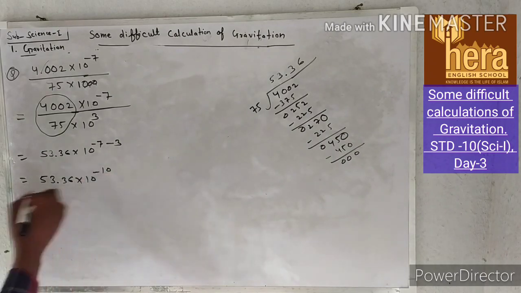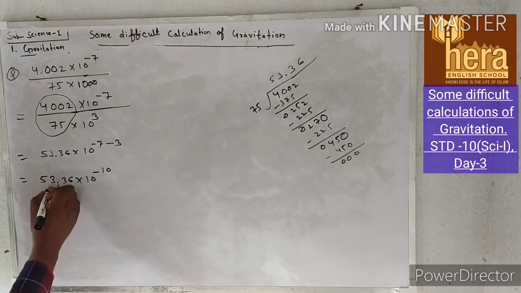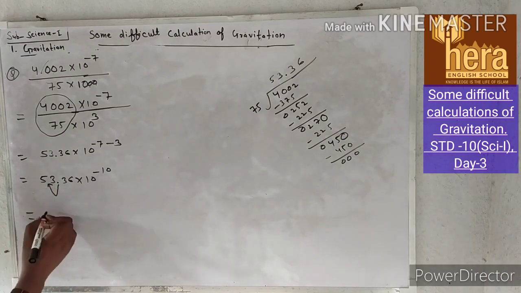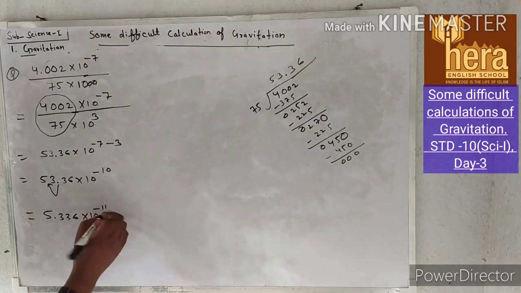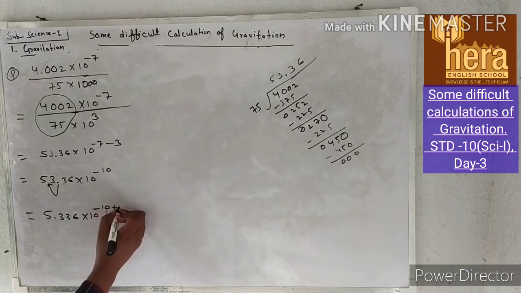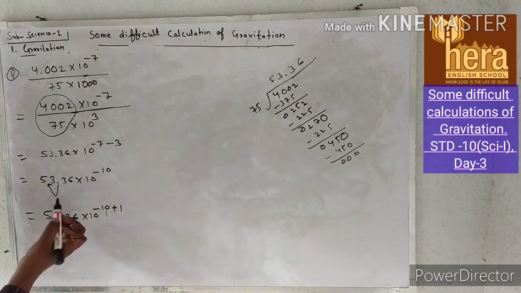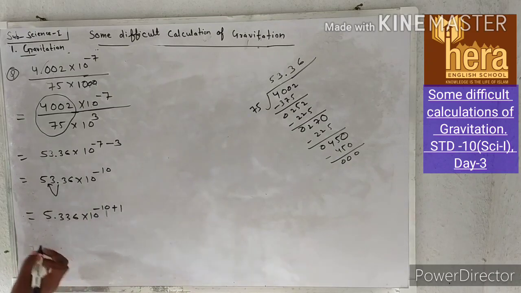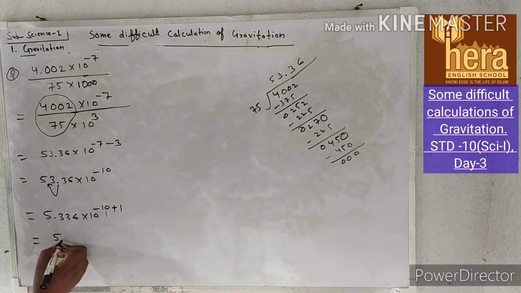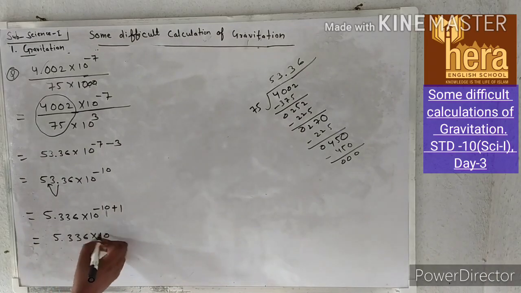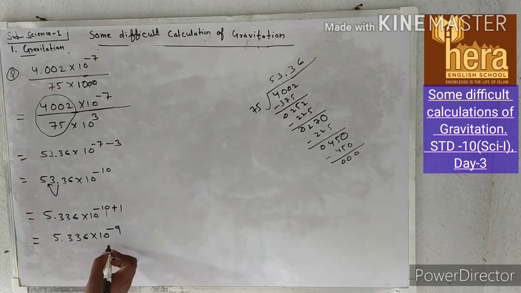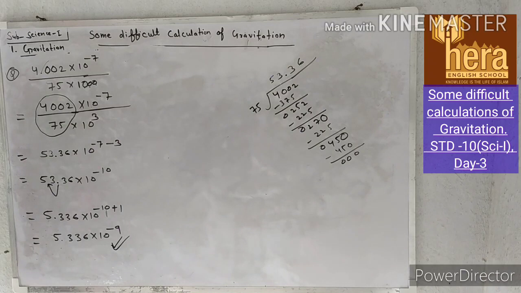So this is not in scientific notation. So you have to shift this decimal from here to here. So this will be equal to 5.336 into 10 raised to minus 10 plus 1. Since you have shifted one digit, I have added 1 here. So this will be equal to 5.336 into 10 raised to minus 9. Now this is in scientific notation. I hope you understood how to convert a number into scientific notation.